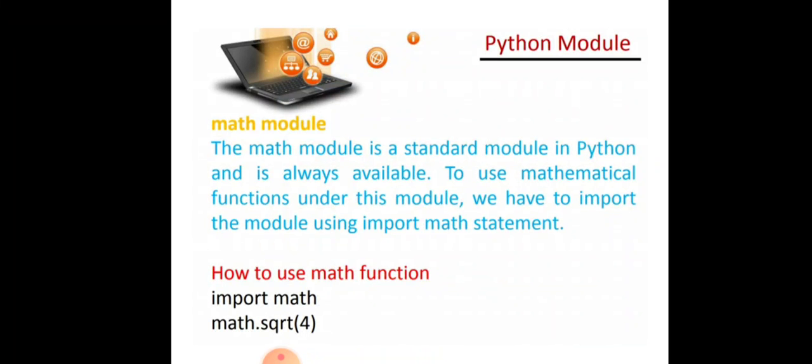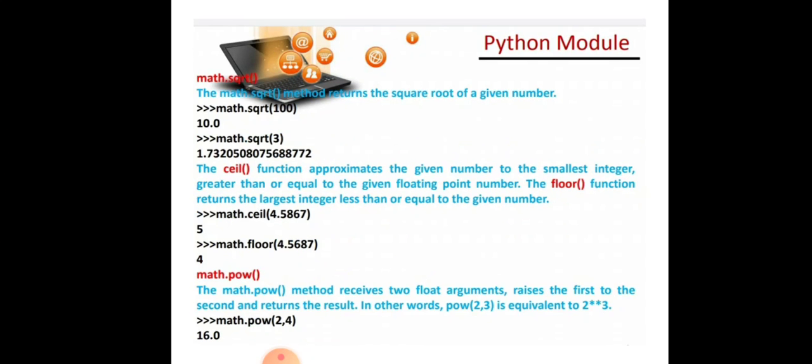Built-in modules we use include the math module. It is a standard module in Python and it is always available. To use the mathematical functions under this module, we have to import it using an import statement. To use the math module, we write import math. Suppose we want to find the square root of 4. We import the math module by writing import math, then math.sqrt and the value whose square root we want to find.